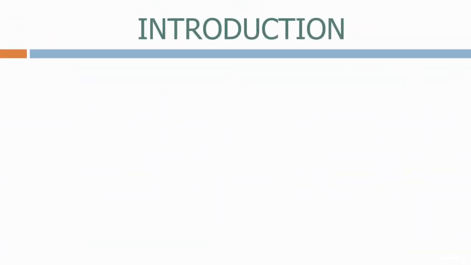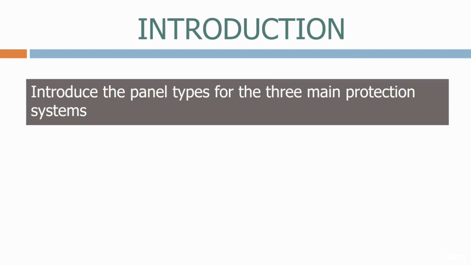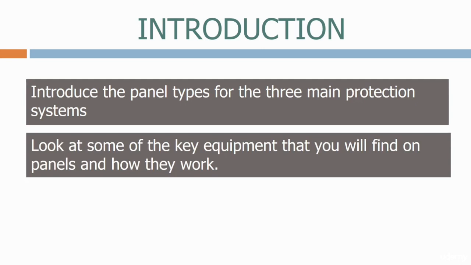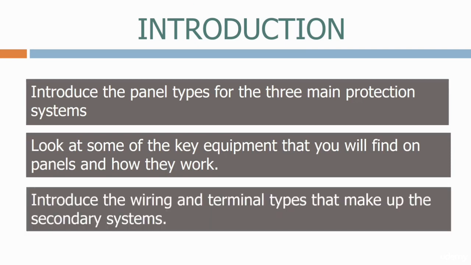The aims of the course today are: introduce the panel types for the three main protection systems. Look at some of the key equipment that you will find on panels and how they work. Introduce the wiring and terminal types that make up the secondary systems.